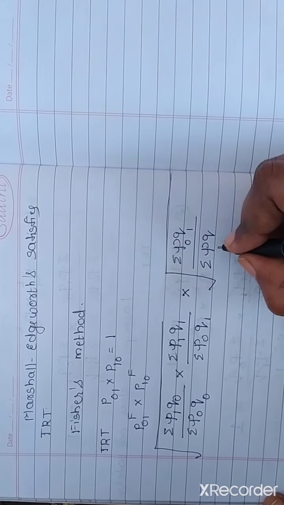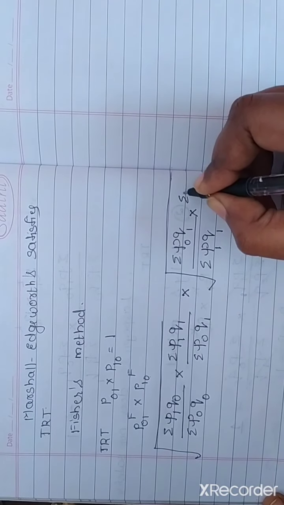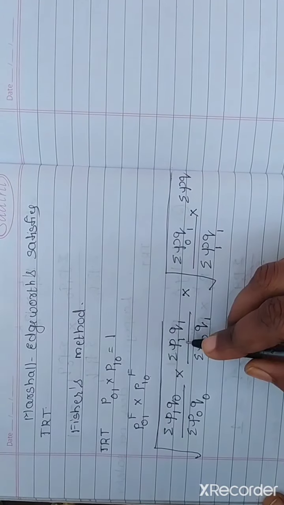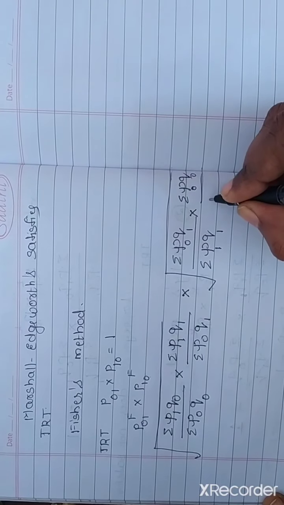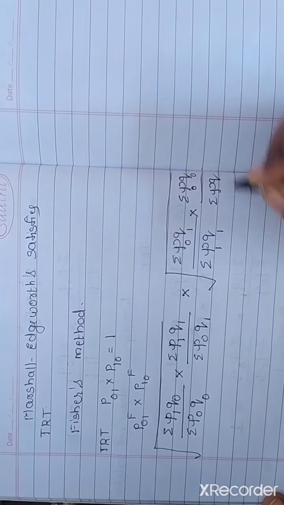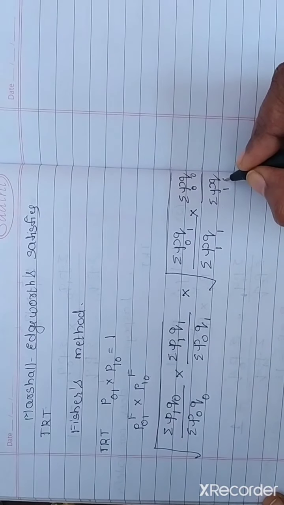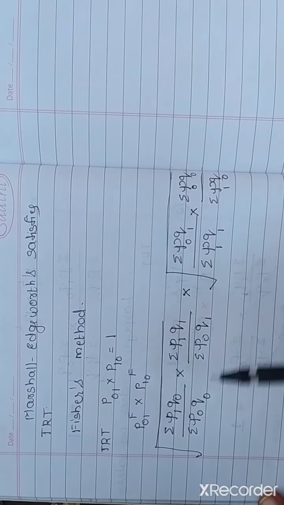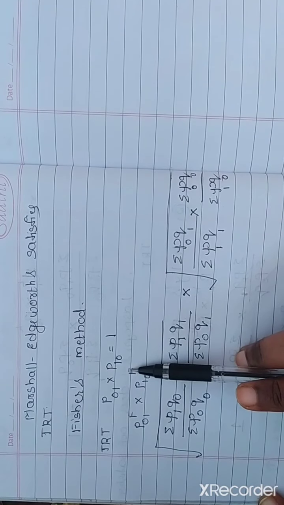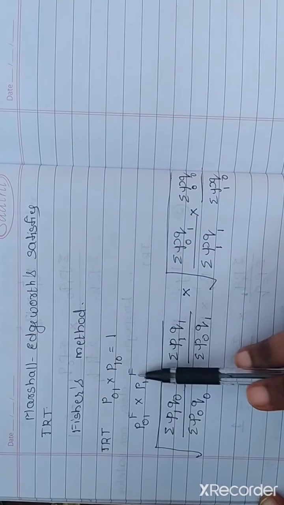0, 0 is considered as 1, 1, into summation PQ as it is, with 1, 1 considered as 0, 0. PQ as it is, 0 is considered as 1, 1 is considered as 0. Okay. So here we have written P10 Fisher's. It is P01F and it is P10F.